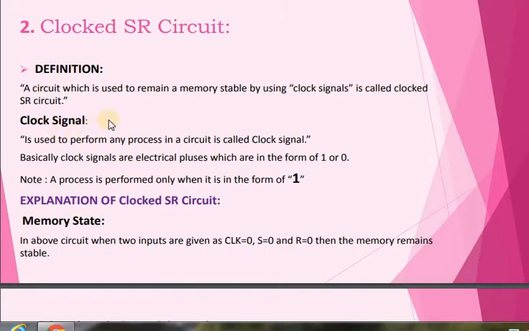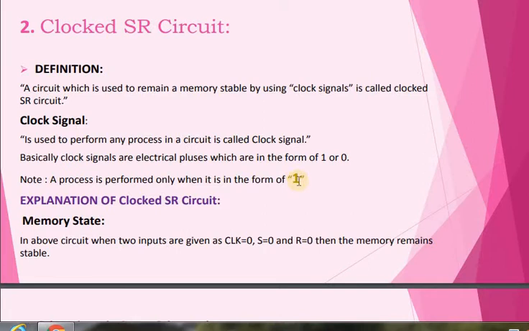What is the use of a clock signal? It is used to perform any process in a circuit. Basically, clock signals are electrical pulses which are in the form of 1 or 0. A process is performed only when it is 1. If it is 0, no change will appear. If it is 1, then only the process will be performed in your circuit.